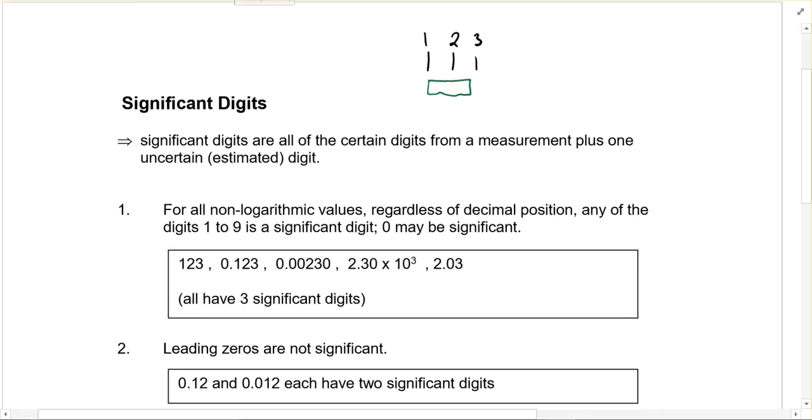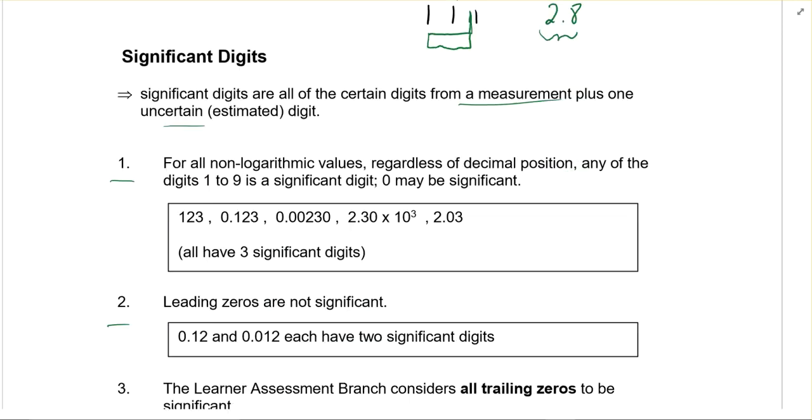All right. So looking at significant digits now. It says significant digits are all of the certain digits from a measurement plus one uncertain estimated digit. What I mean by that is if we were able to measure this green thing I've drawn up here, and our scale was the one we have above, I'd say this was 2, and then I'd say 2.8, right? I'm kind of estimating at that point. So it'd be 2.8. And in this case, I would say I have two significant digits.